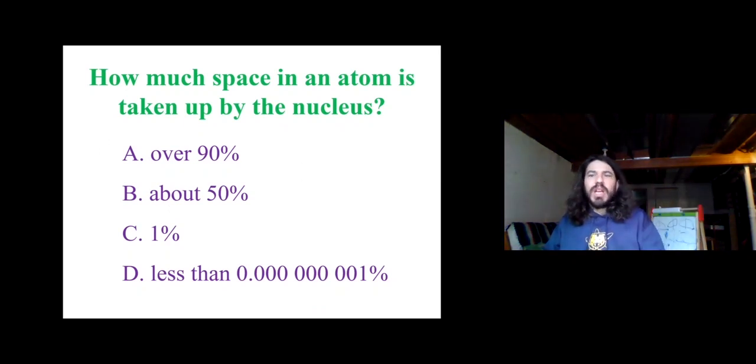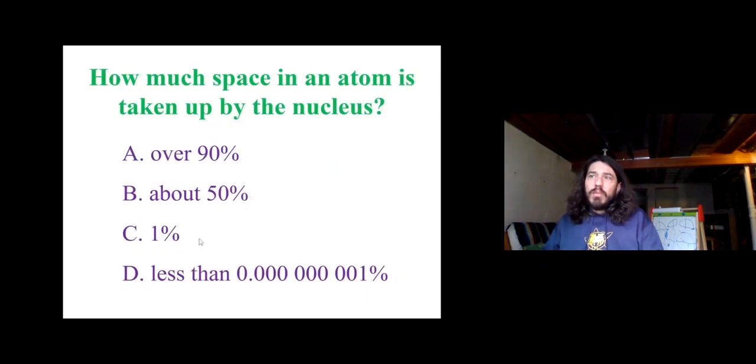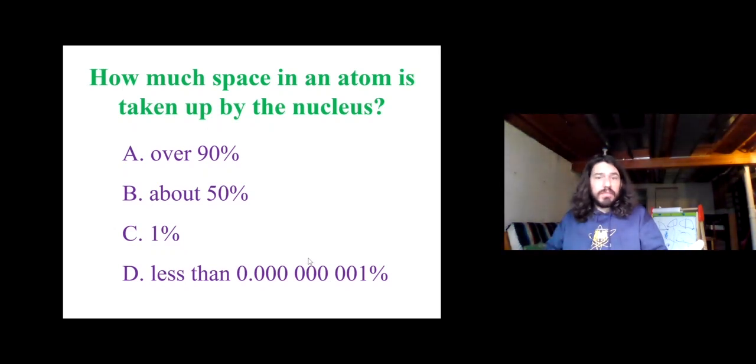Let's look at this question. How much space in an atom is taken up by the nucleus? Is it over 90%, so almost all? About 50%? That would be about what's pictured here. About 1%, so very tiny compared to the overall size. Or less than, well, a tiny, tiny, tiny fraction of the total space. What do you think?